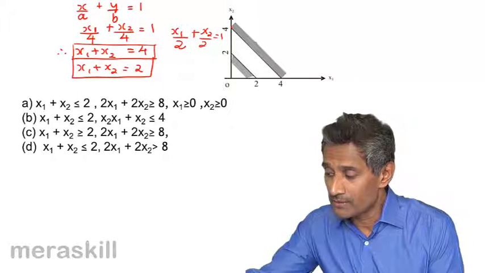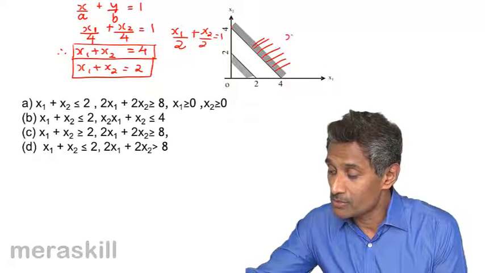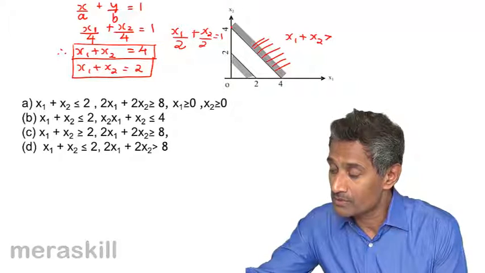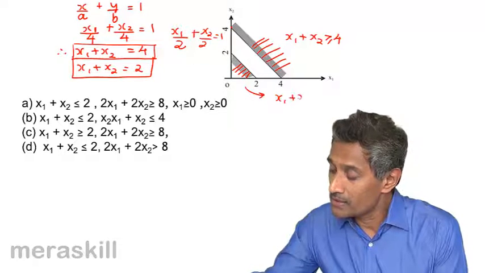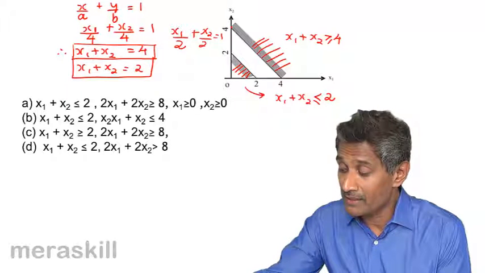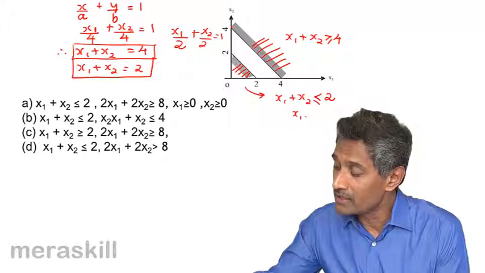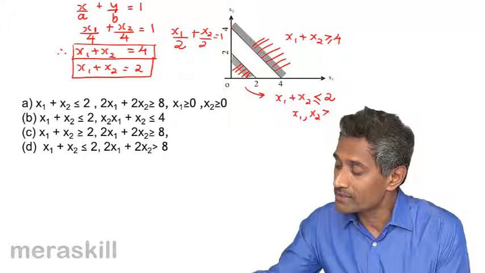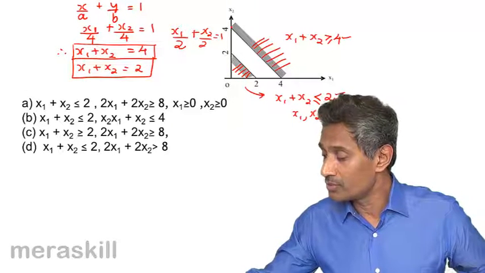Now if you see, this region is on the non-origin side, so it's going to be x1 plus x2 is greater than or equal to 4, and this is on the origin side, so here we have x1 plus x2 is less than or equal to 2. And again we come back to that familiar case wherein the region is touching the x and y axis, hence we need to indicate x1 and x2 greater than or equal to 0. So we have a combination of 1, 1, 2, 3, 4.